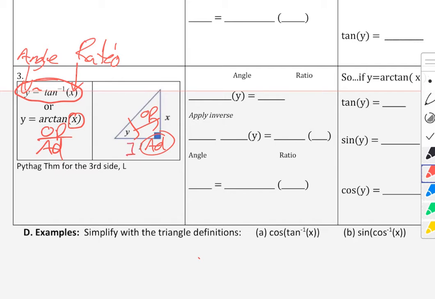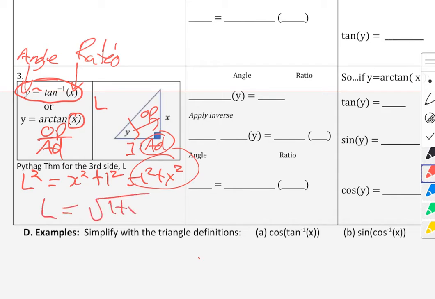Okay, so let's use the Pythagorean theorem for the third side in this case. I'm going to call that L right here. L squared would equal, well, it's the hypotenuse, so it's going to be x squared plus 1 squared. Or we can write 1 squared plus x squared. It doesn't matter. Convention for inverse trig is to write 1 squared plus x squared. If I square root both sides, I end up with L equals the square root of 1 plus x squared.